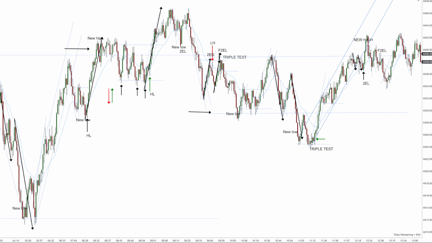Other than that, you have to wait in this area only to take this triple test and this possible second entry long. And if you have a trigger for this failed second entry long, it's a great reversal pattern.